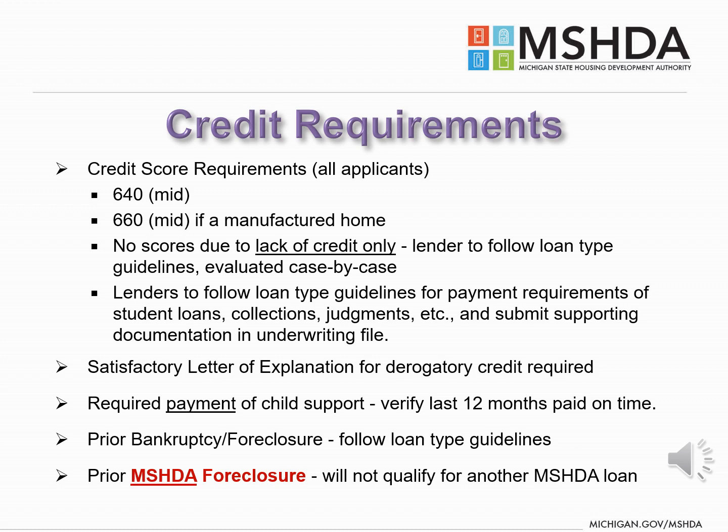Credit requirements. The credit score requirements affect all applicants. MSHDA requires a 640 mid-score or 660 if purchasing a manufactured home. If there are no scores due to lack of credit only, the lender is required to follow loan type guidelines. These will be evaluated on a case-by-case basis.